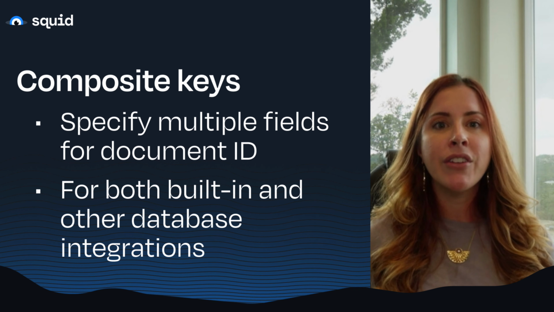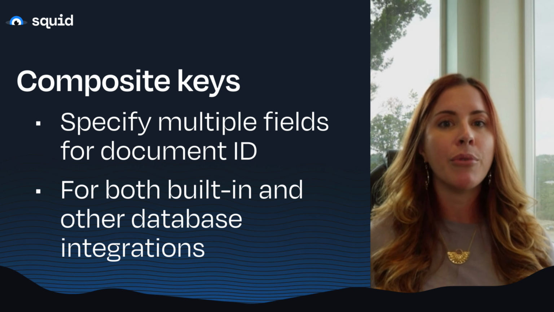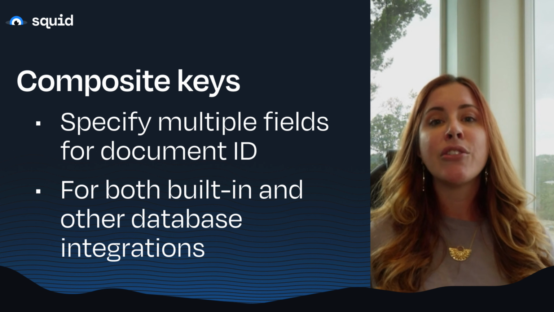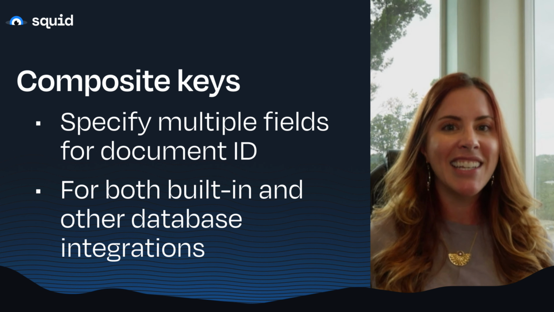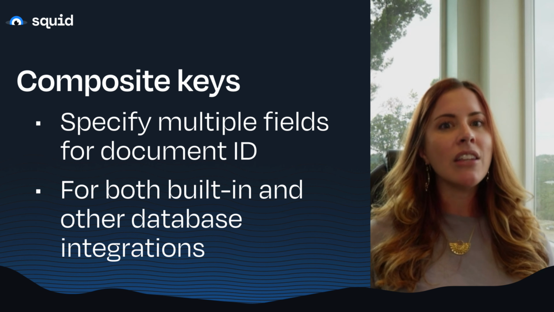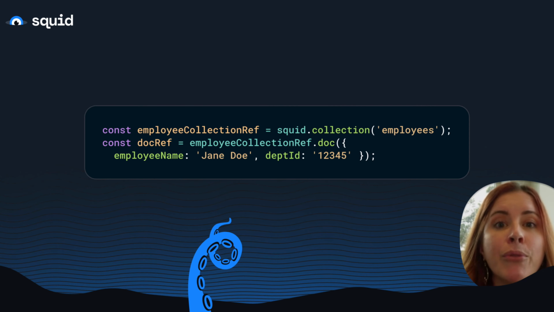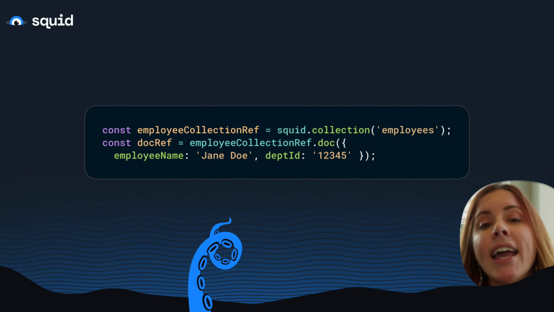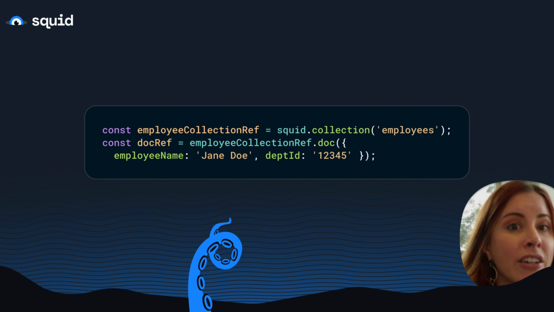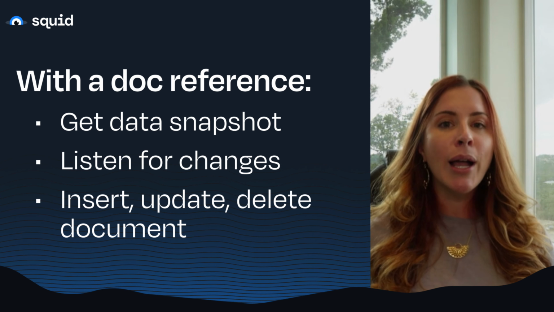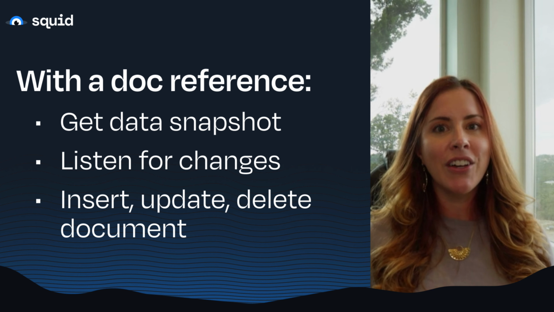The second form the document ID can take is a composite primary key. Composite primary keys take the form of an object. They allow you to specify multiple fields for the document ID. You can use these composite keys with Squid's built-in database or with external database integrations. For example, if we have a collection of employees and each employee is identified by their name and department ID, we can use an object with two key value pairs, one for the employee name and one for their department ID.